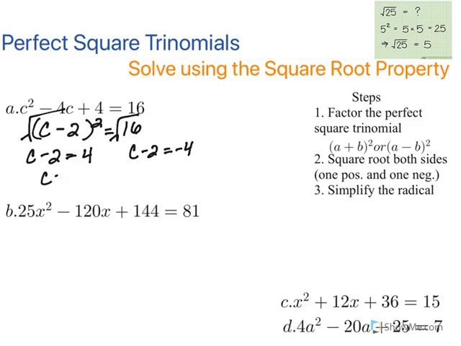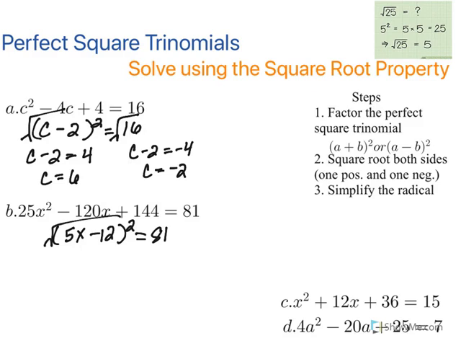When I add 2 on both sides, I'm going to get c is equal to 6, and I'm going to get c is equal to negative 2. And so those are my two solutions. Here we look at b. We have 25x squared minus 120x plus 144 is equal to 81. This perfect square trinomial factors to 5x minus 12 squared is equal to 81.